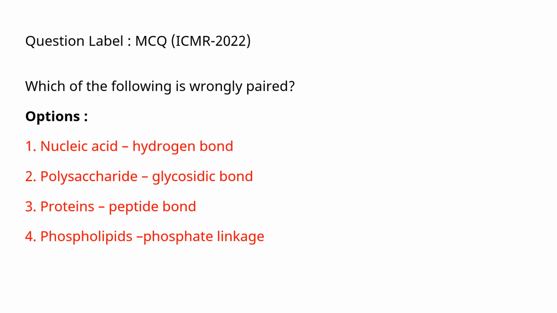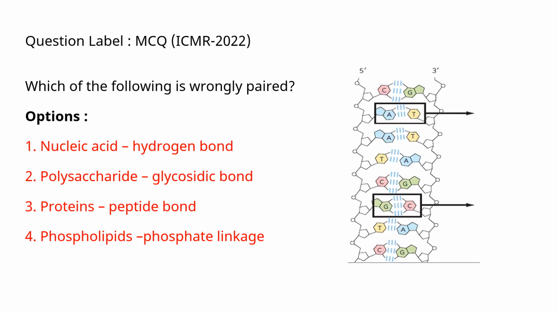When we talk about polysaccharides, they are constituted of different monosaccharides, which are linked together by glycosidic bonds. And the third is nucleic acid. The nucleic acid is made up of different nucleotides which are linked together by the phosphodiester bond. So nucleotides are linked by phosphodiester bonds, not hydrogen bonds.